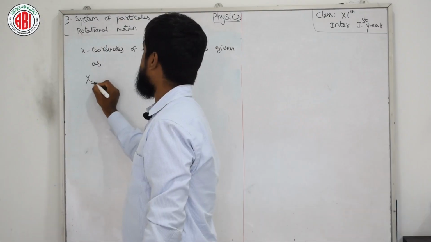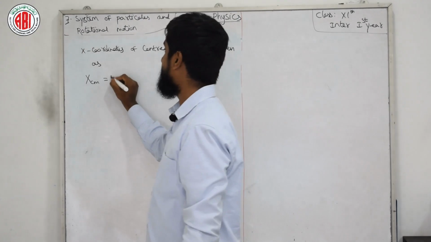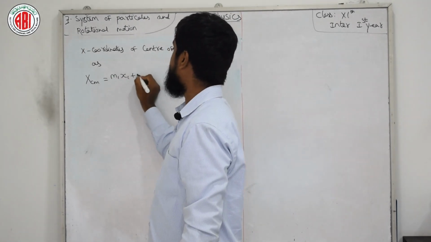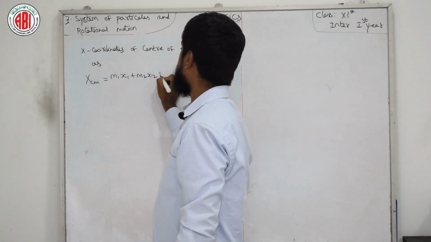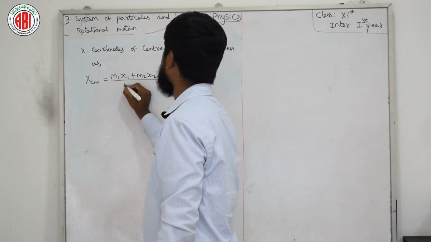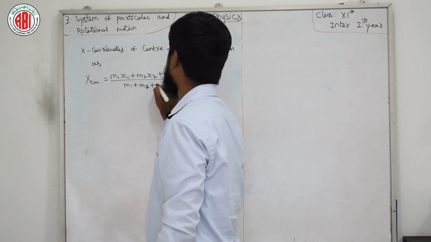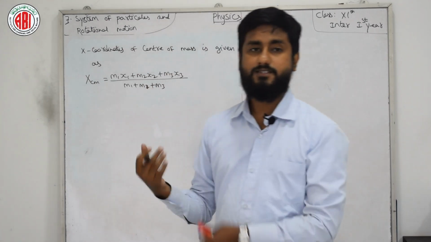Capital X in centimeters is equal to, it is a very easy formula, we can say m1 x1 plus m2 x2 plus m3 x3, whole divided by m1 plus m2 plus m3. This is a small formula.